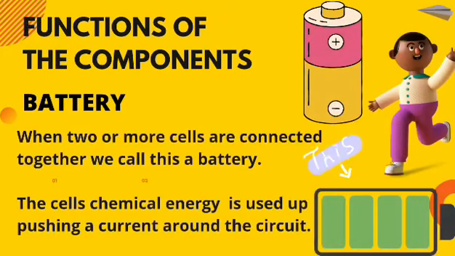Just by looking at the diagram, we cannot understand the working of this circuit as the components are still new to us. So, let's learn about the function of these components. The first and the most important component of a circuit is battery. When two or more cells are connected together, we call this a battery. The cell's chemical energy is used up pushing a current around the circuit.